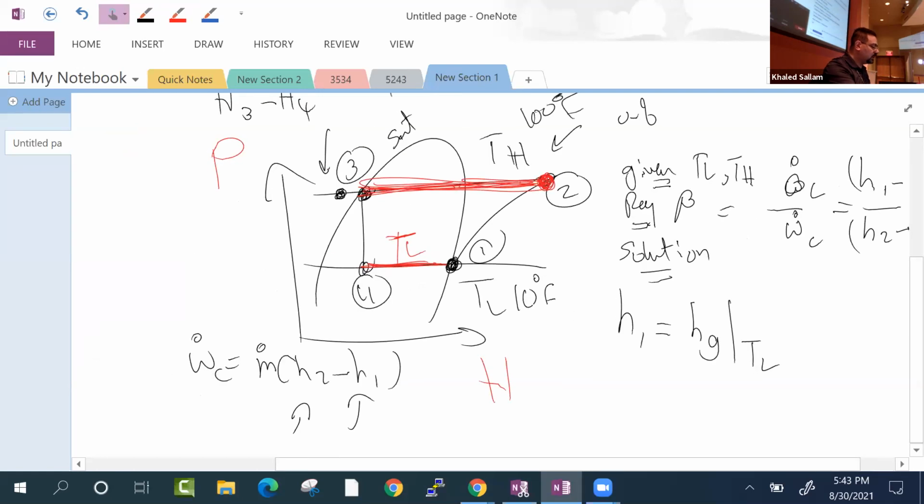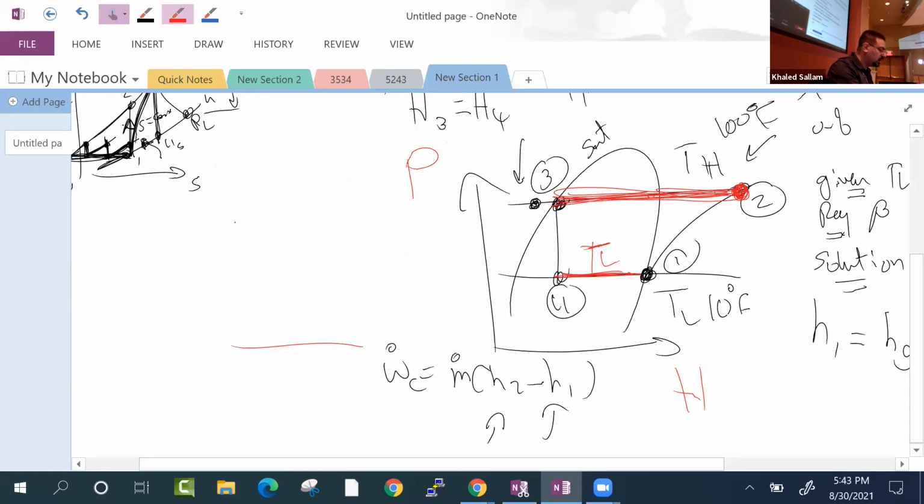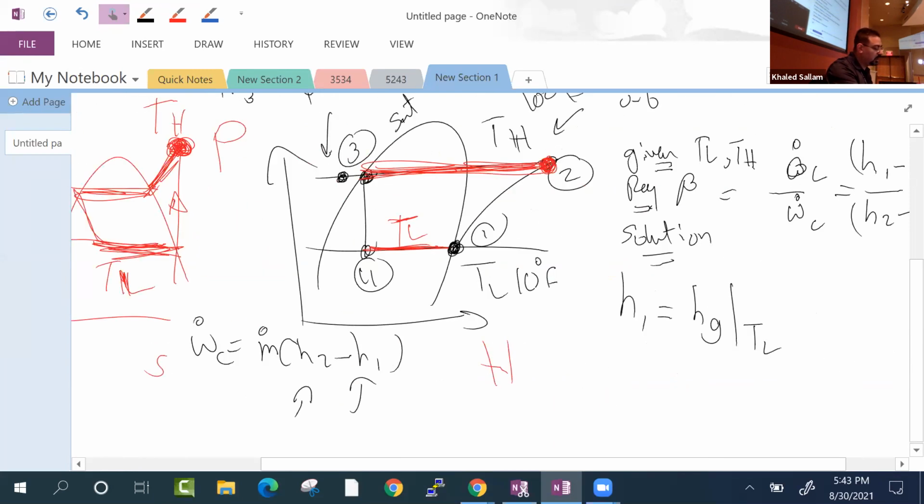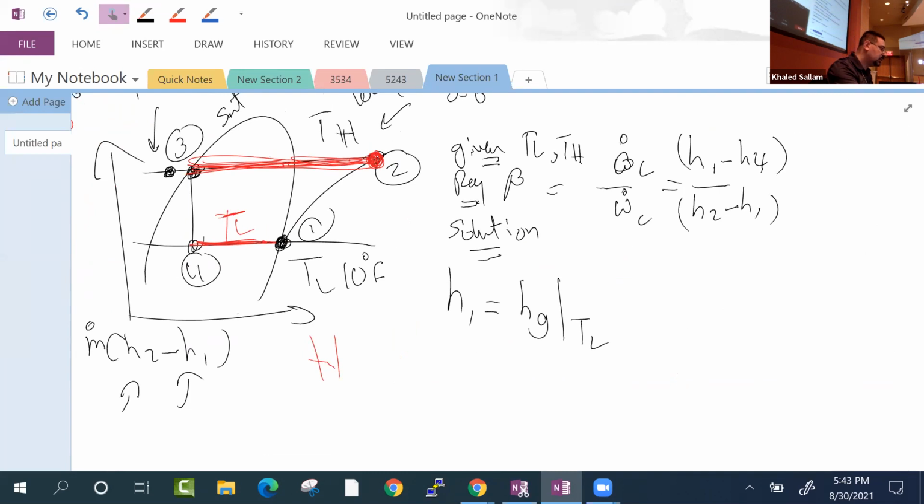You will understand this when you look at the TS diagram of this cycle. It's like this. See, that is TH. And then you go like here, and then this. So this is T. But only this point is TH. Okay, so we got ourselves H1.